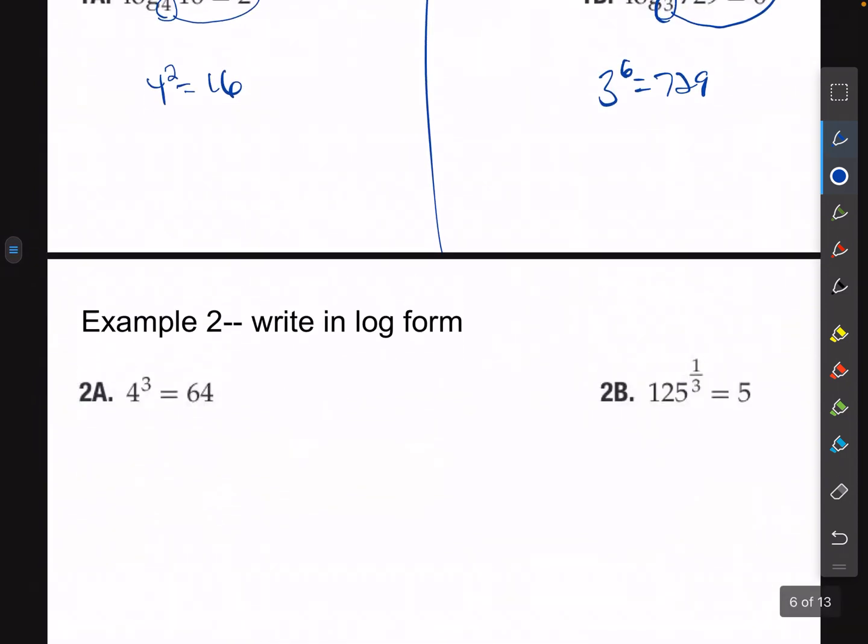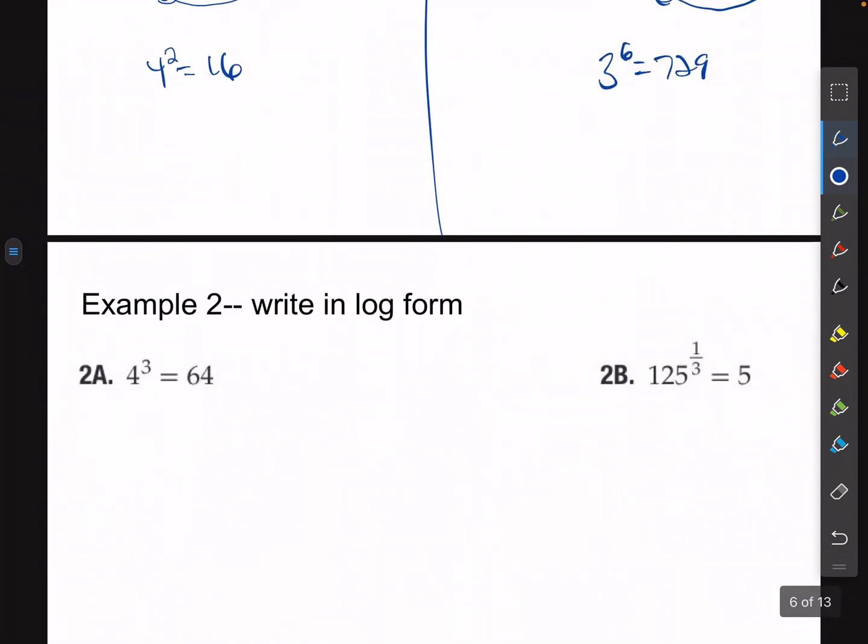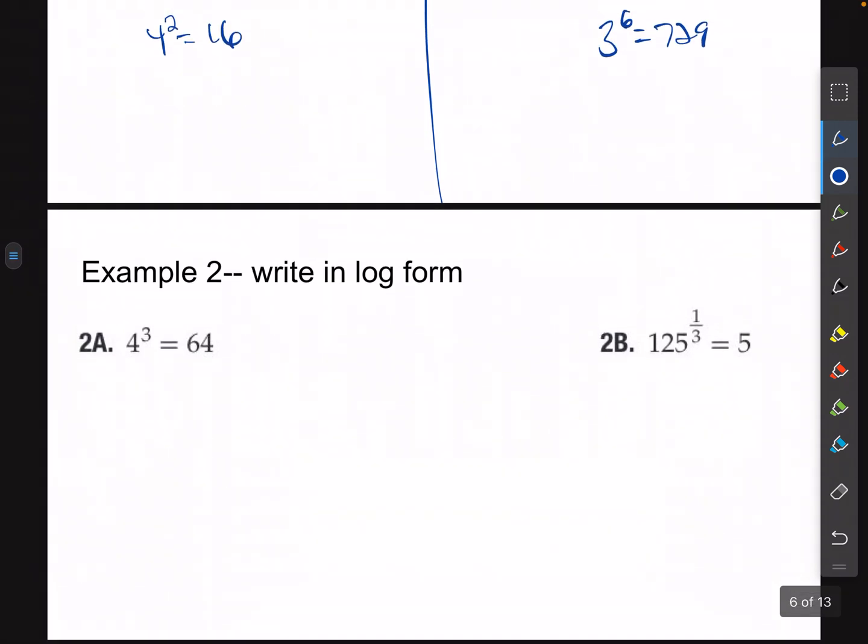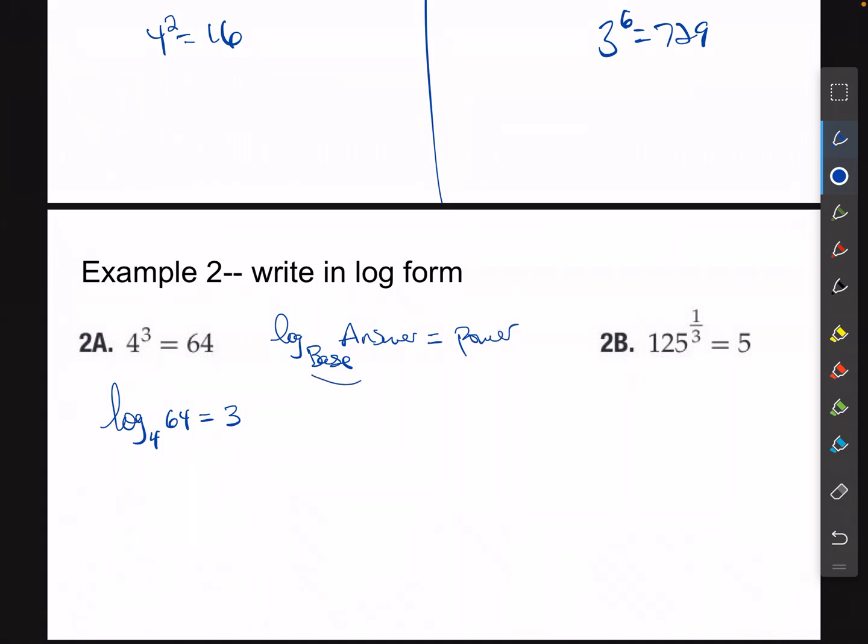Then we want to go backwards, right? With logarithms, the base is always a little number. It's funny how the big number becomes a little number. So we're going to say log base 4. There's the base, the answer, 64, is equal to the power. Okay, so this over here will be 3. So it's always the log; this is always going to be your base, this is always going to be your answer, and this is always going to be your power. So the base to the power equals your answer.